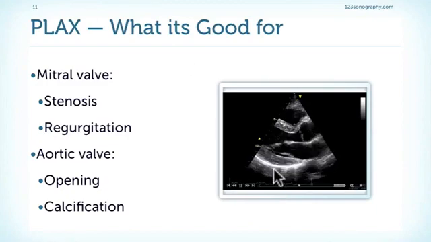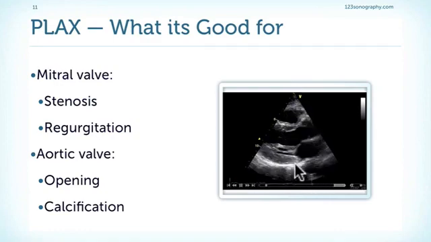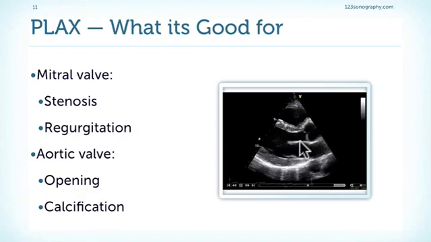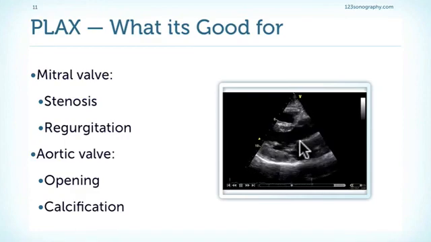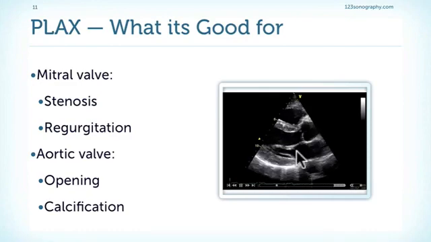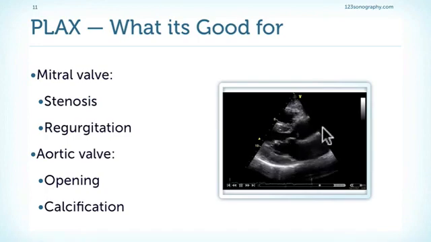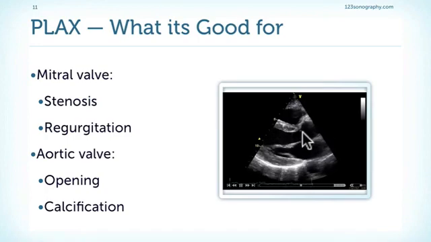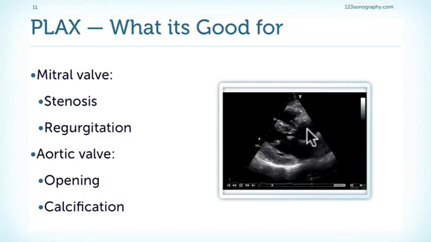What else can we see in the parasternal long axis view, or what can we assess? The mitral valve. We're very close from the transducer to the mitral valve, so we get a very good image quality, and this is the classic view where we can diagnose, for example, mitral stenosis. We can also see problems associated with mitral regurgitation, such as flail leaflets. The aortic valve is also nicely visible. For example, the motion of the aortic valve, if opening is normal, and what the degree of calcification is.